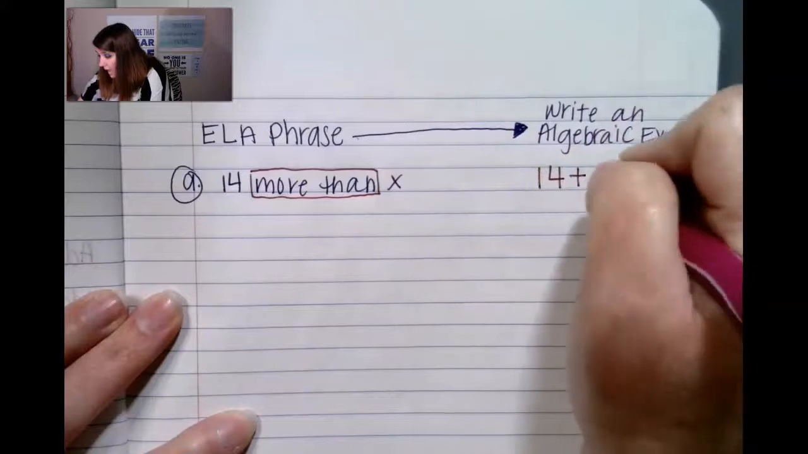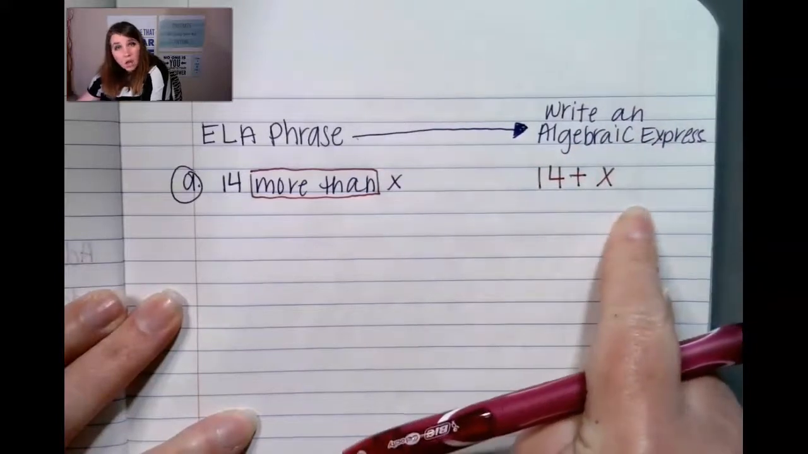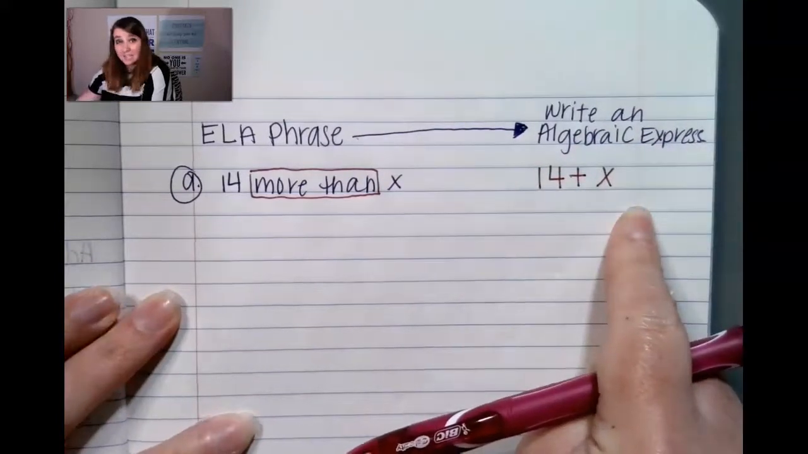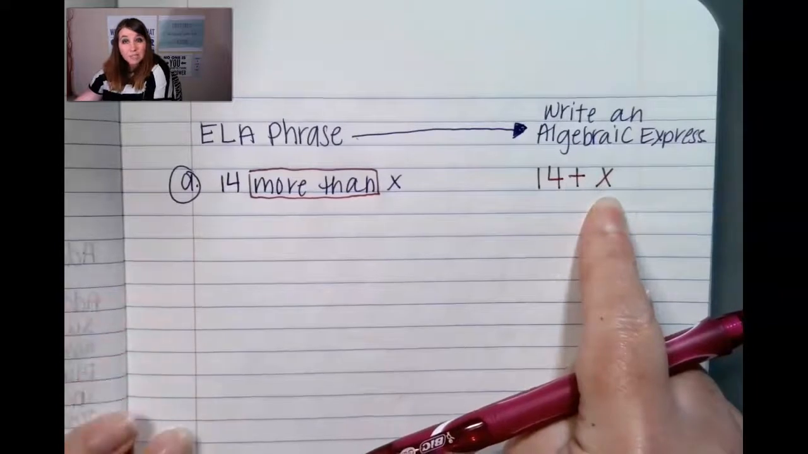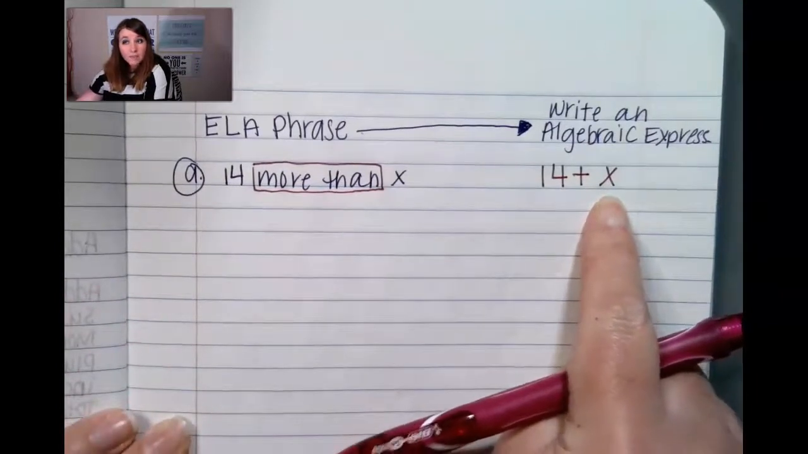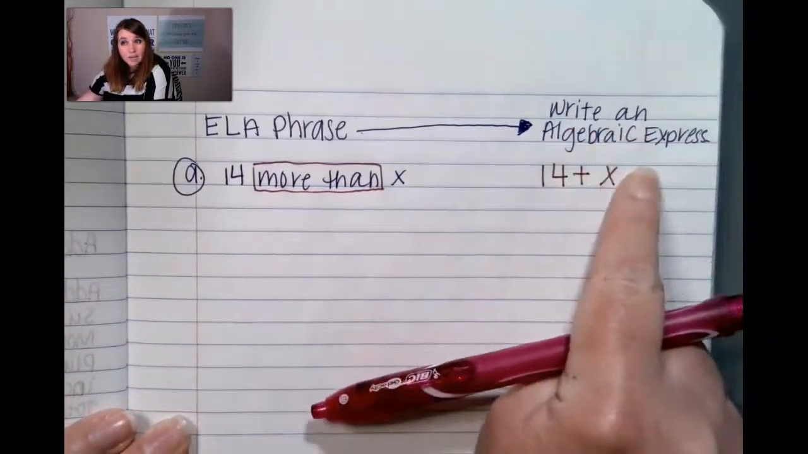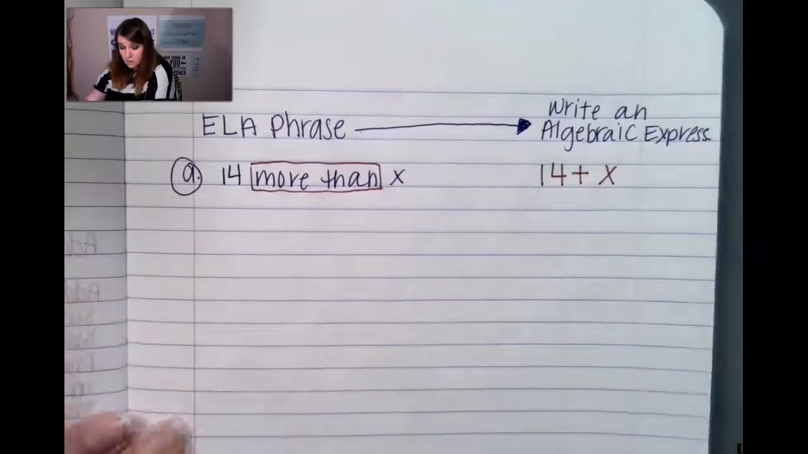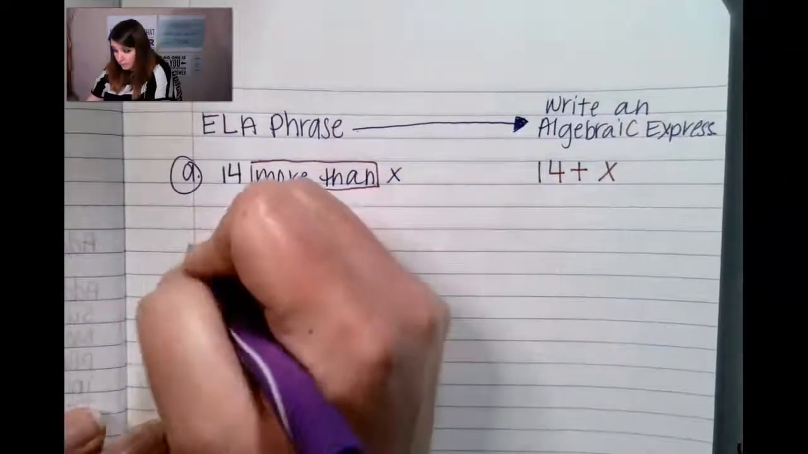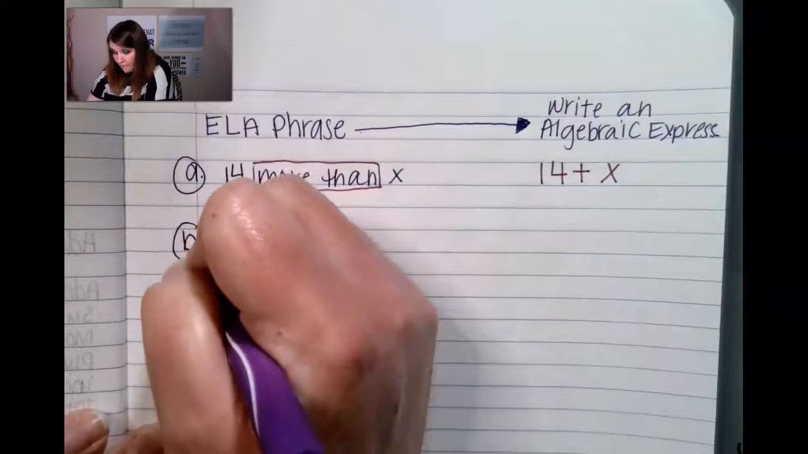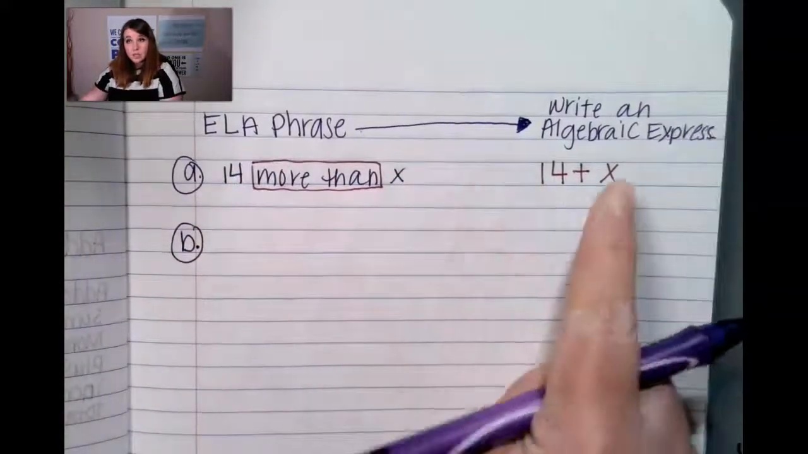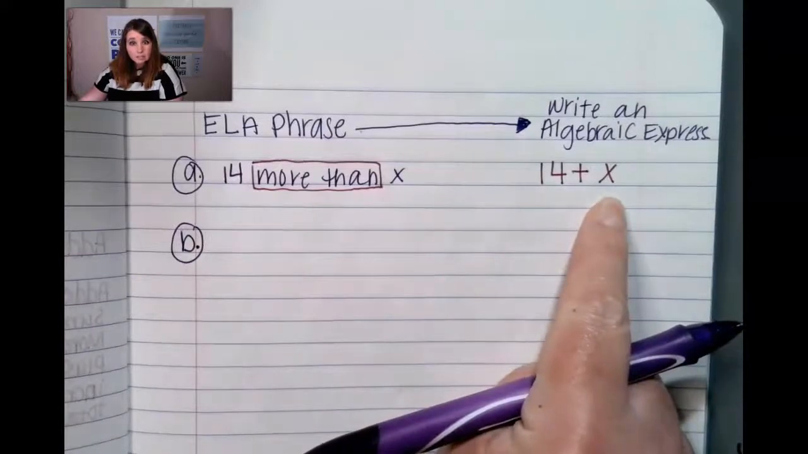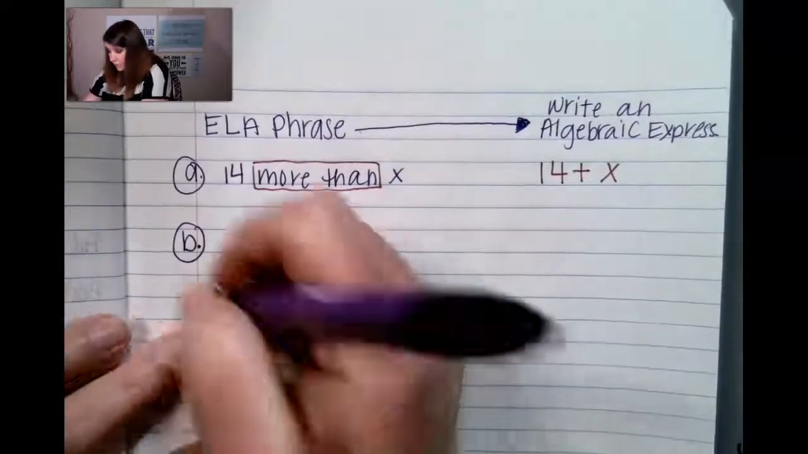14 plus X. I'm not solving anything. I can't solve this. They don't give me a value for X, so I'm done. I'm just going to stop right there. I've written an algebraic expression. I'm done. I'm stopping. I've written a math sentence. I've gone from an ELA, a language arts sentence, to a math sentence. Okay, let's do another one.